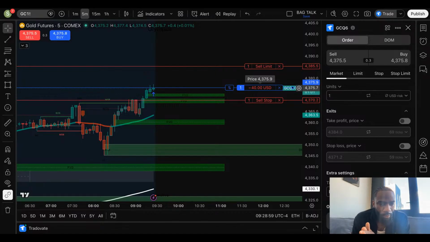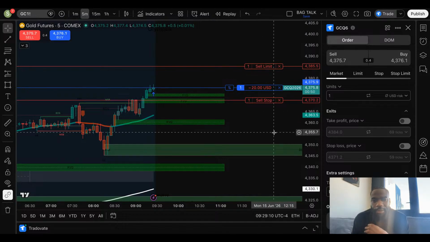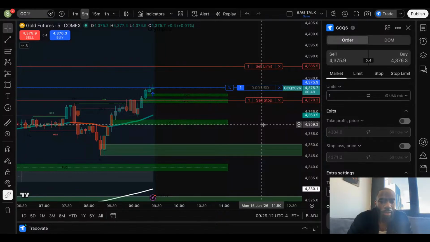But if price decides to come back, I'll just wait for it to break structure again, and then we'll have our entries there. But we have literally 50 seconds before opening bell. Gold could make a big push. It could spike. It could do anything right now.